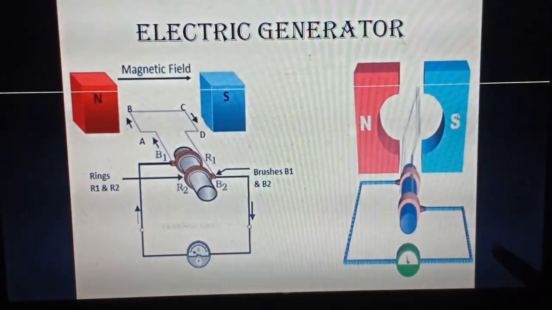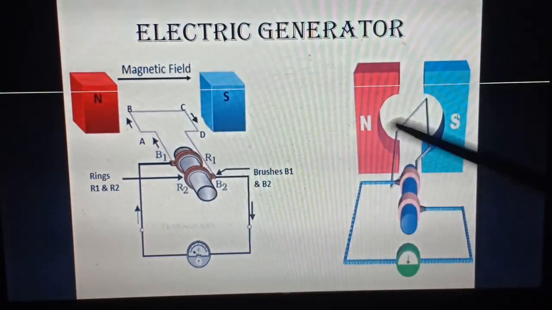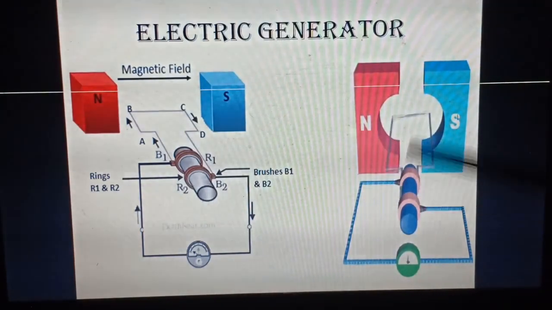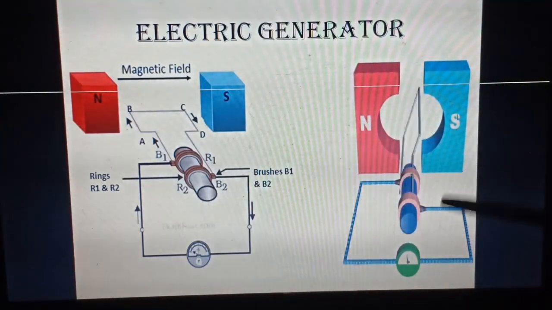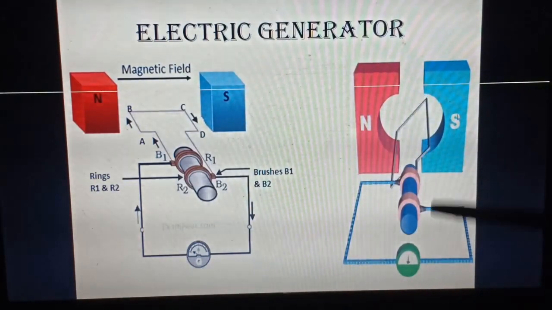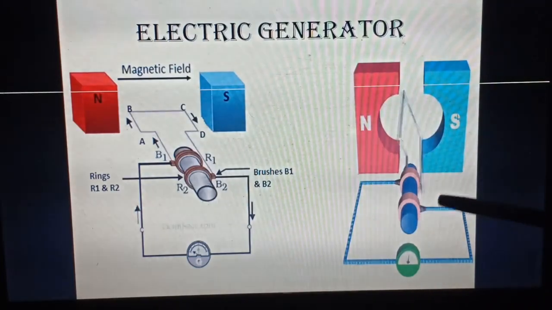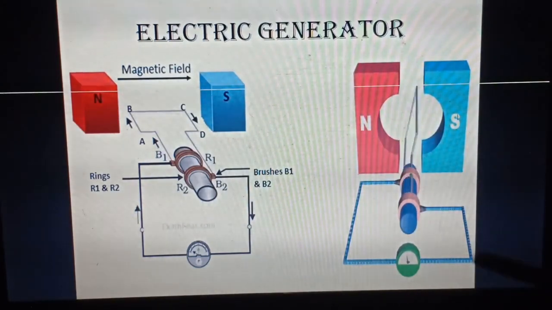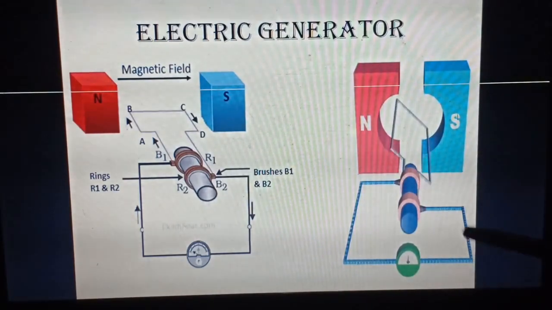So in an electric generator, the current produced changes its direction frequently. This type of current, which changes its polarity, meaning the direction of flow of current, at an interval of time, is known as AC current, meaning alternating current. There are two types of electric current: one is direct current, DC, and the other is AC current.